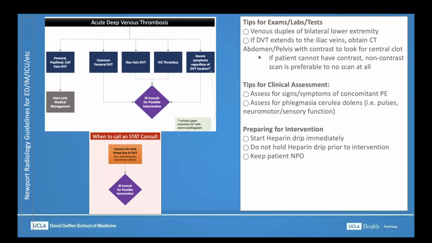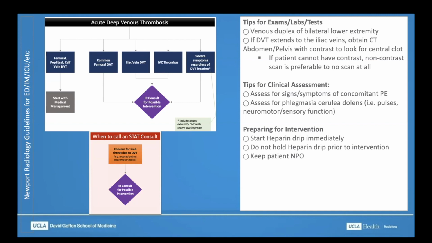And then you get an IR consult, and we typically get IR consults these days even before we've done all of the evaluation, because the patients are symptomatic. But then when we work up the patient, we talk to them about the risks and benefits of doing a procedure versus just anticoagulation.